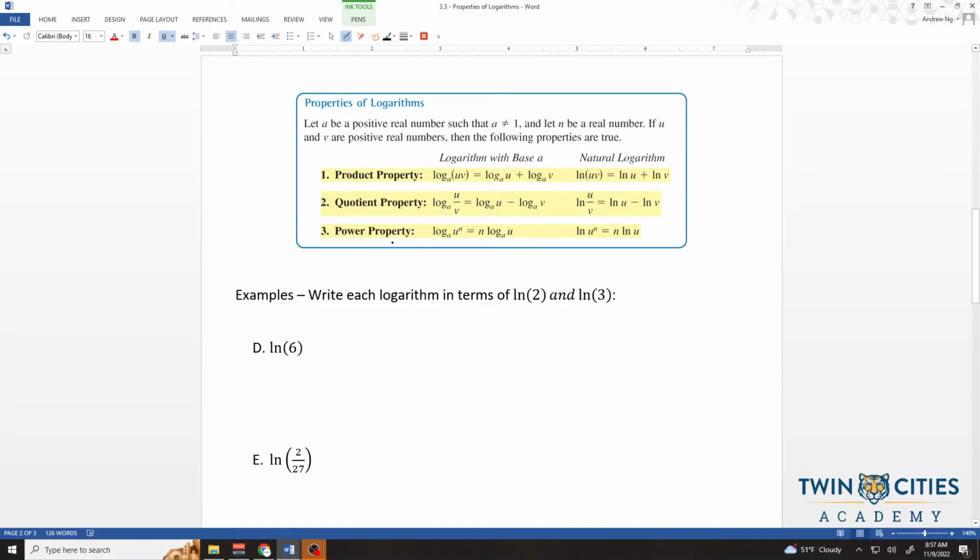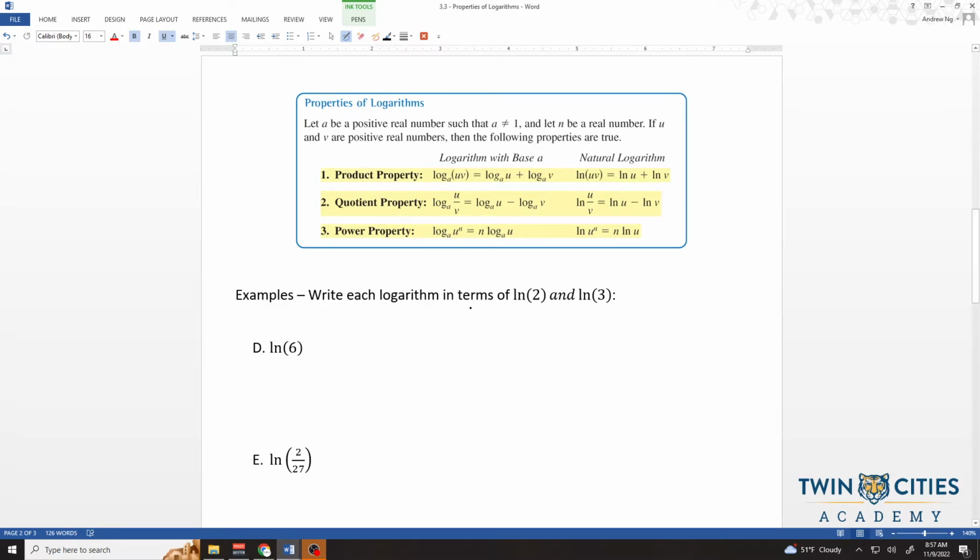Lastly, the power property. Let's say I've got log base a of u to the power of n. So if I'm taking the logarithm of something with an exponent, I can take this exponent, bring it out to the front, and use it as a coefficient. Log base a of u to the n is the same as n, so taking that exponent, bringing it out to the front, n times the logarithm base a of u. And I can do that with natural logs too. The natural log of u to the n, take this exponent, bring it out to the front. This is the same as n times the natural log of u.